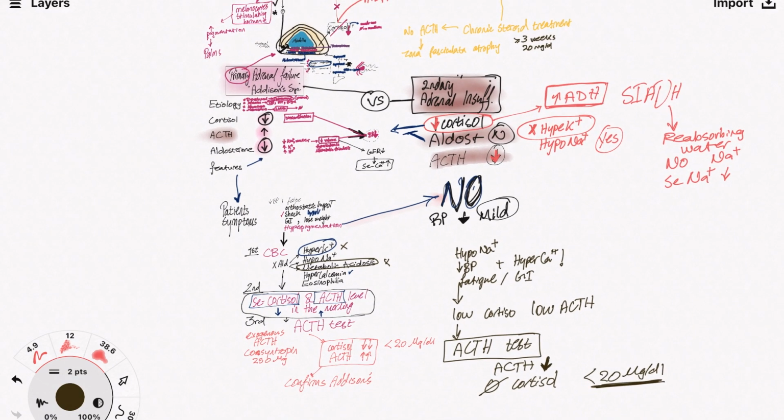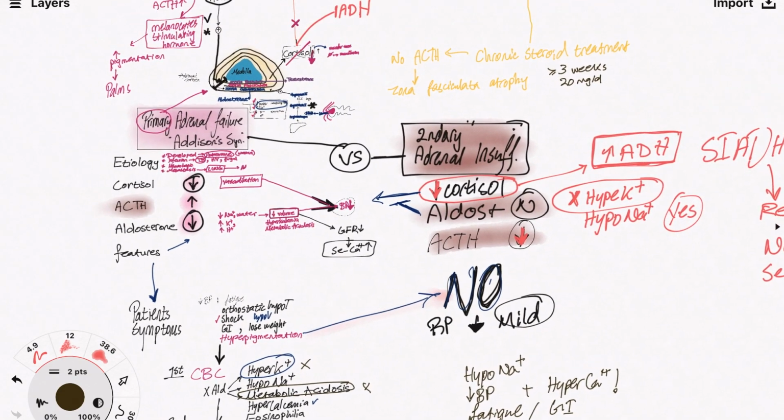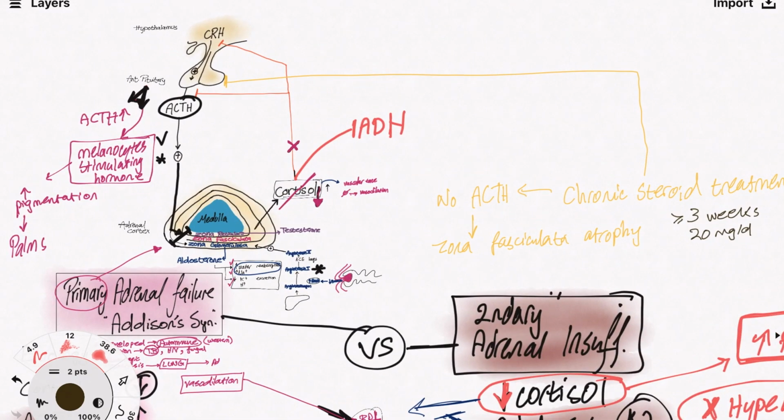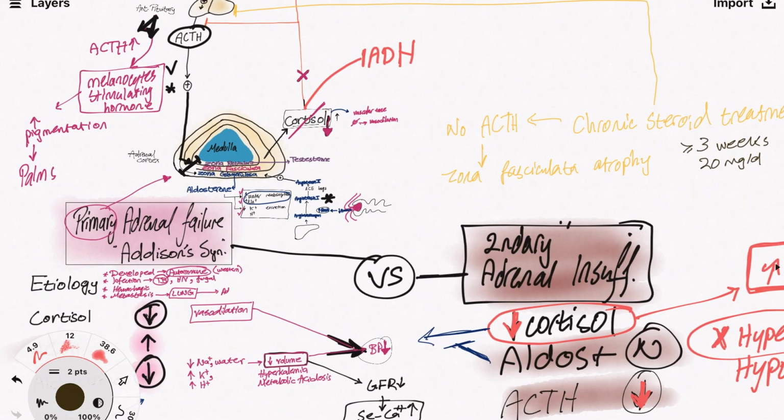That's it about primary adrenal failure and secondary adrenal failure, and how to distinguish each, and the physiology and the pathophysiology background of each. I hope you guys like this video.